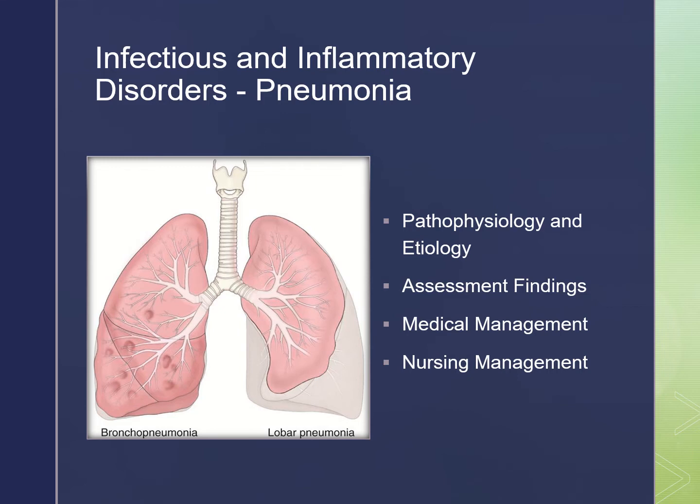Several different drugs. First generation would be like your cefazolin or cephalexin. Second generation is your cefoxitin. Third generation, ceftriaxone or ceftazidime. Fourth generation would be your cefepime. And fifth generation would be your ceftaroline.